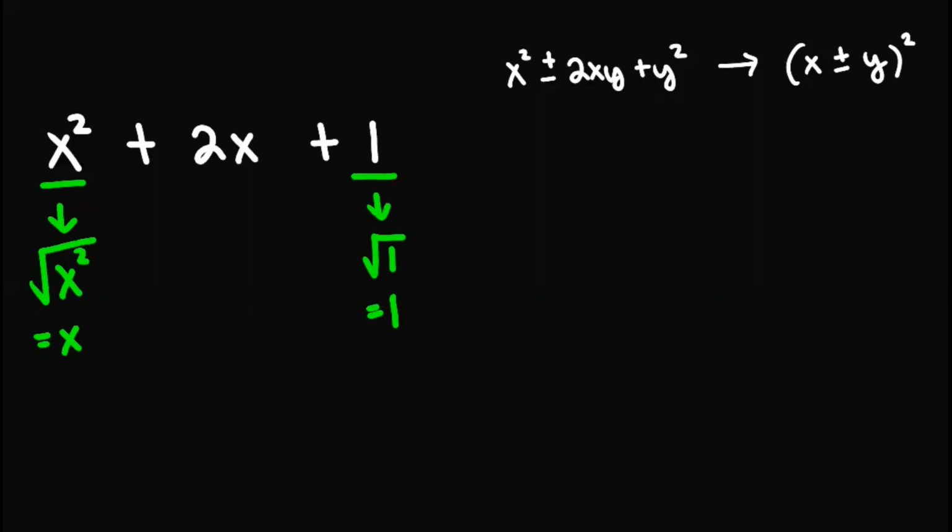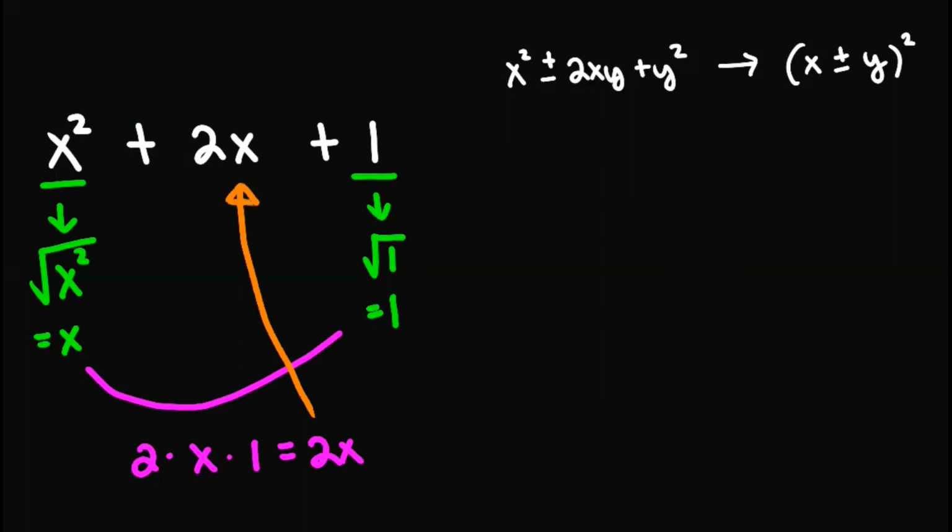Since the first and last terms are perfect squares, what we do next is multiply these two. So we have x times 1, and we multiply this by 2. This gives us 2x, which is clearly the middle term. Upon checking, this polynomial satisfies the form of the perfect square trinomial. So we can conclude that this is equal to the square root of the first term, x, the plus symbol, and the square root of the last term, 1, squared. So we have factored this trinomial.